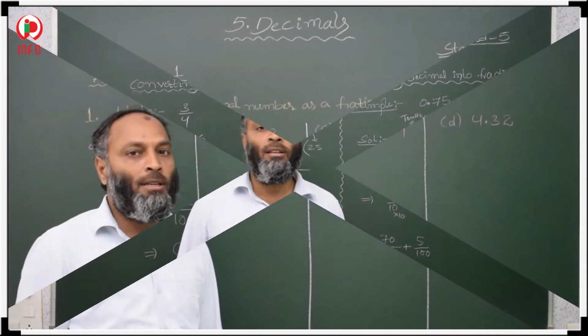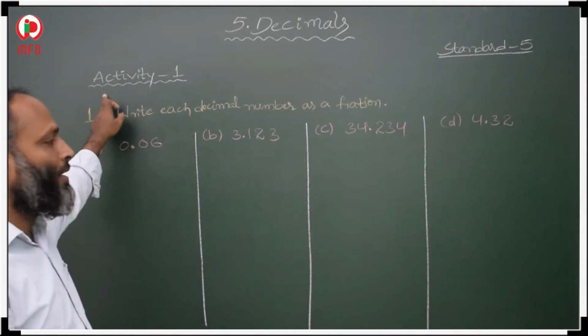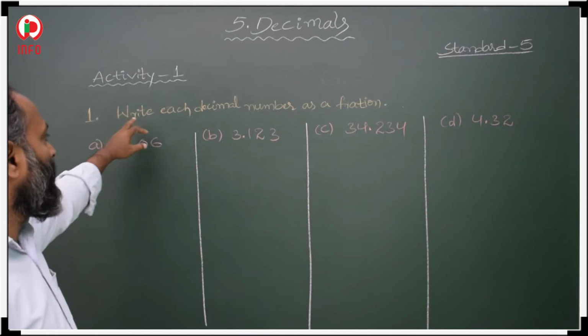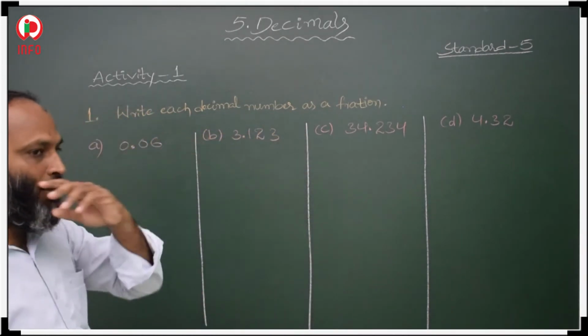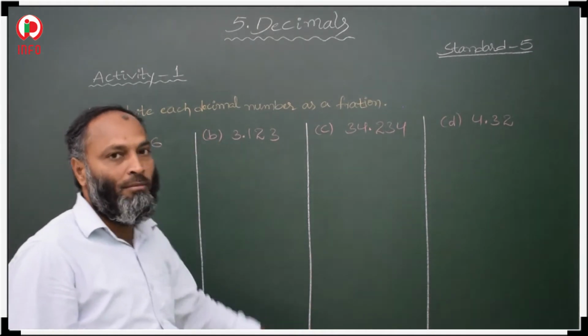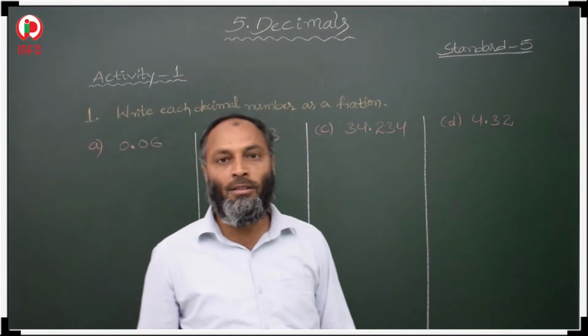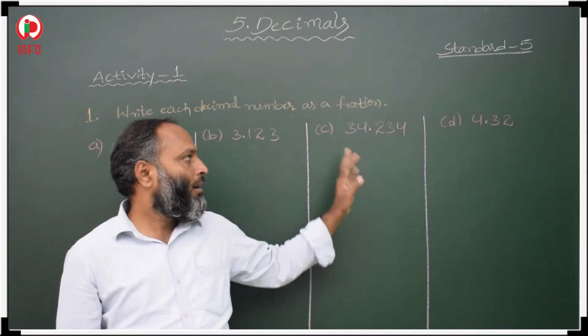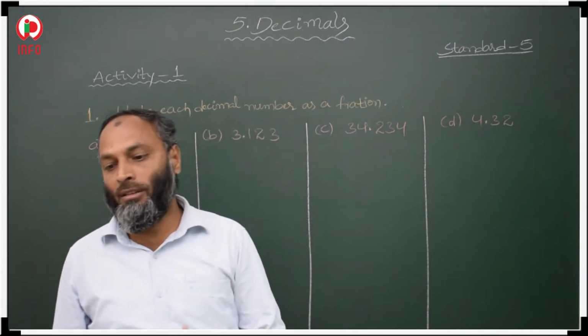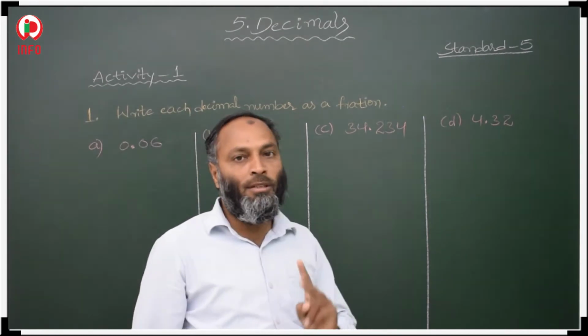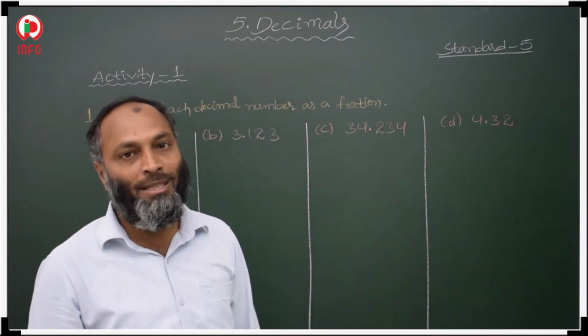Okay. Let's now, students, do the first activity. In the first activity, write each decimal number as a fraction. Four decimal numbers are given here, and we have to convert these four decimal numbers into fractions. There are four questions on the board, and two more questions are in this book. Those two questions you have to do as your home assignment.